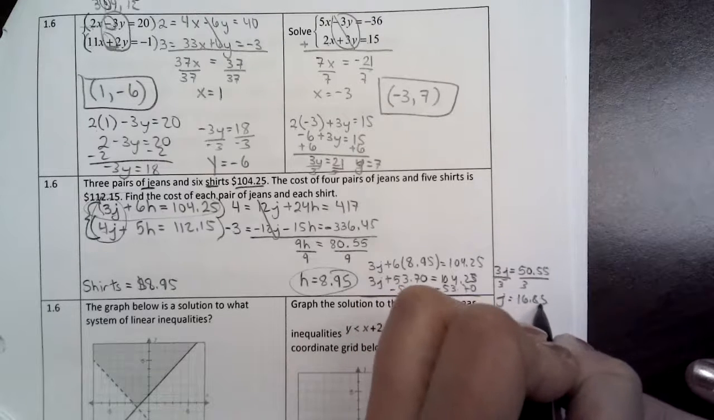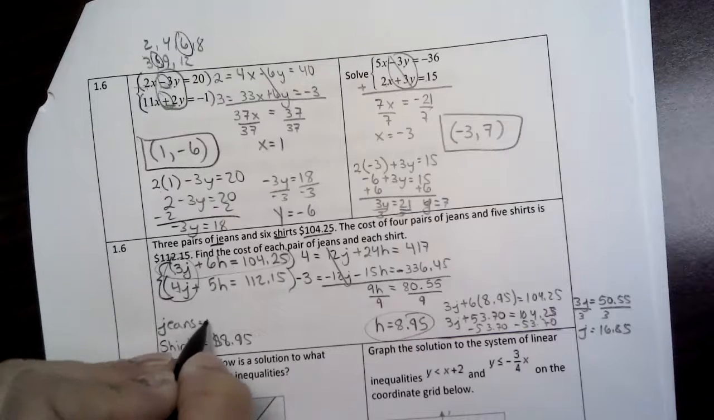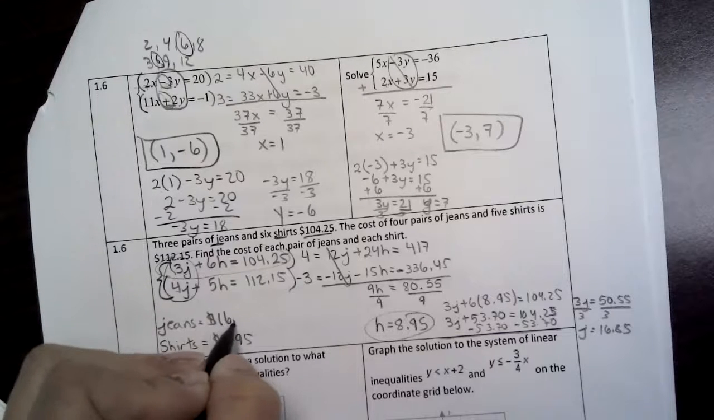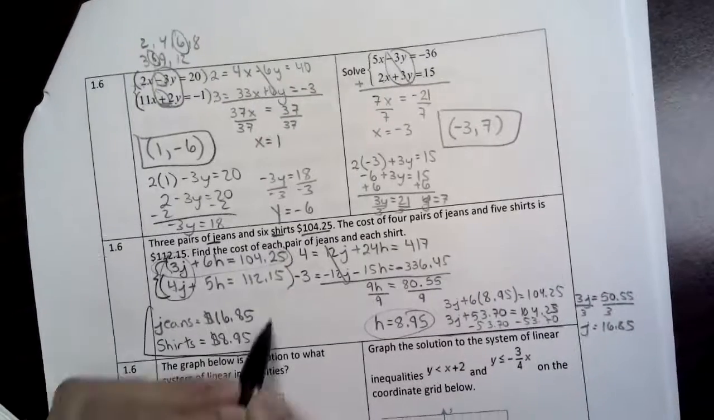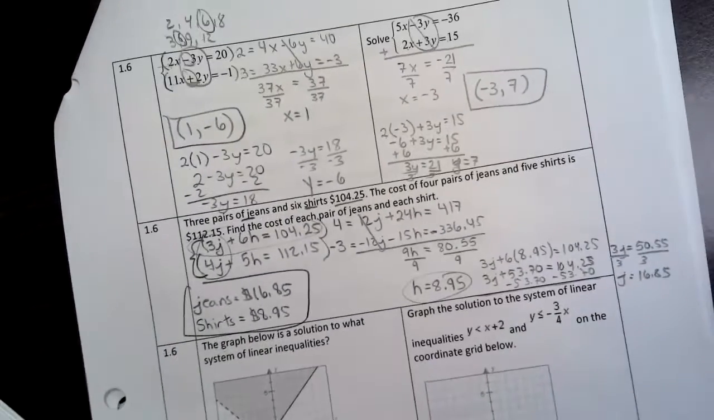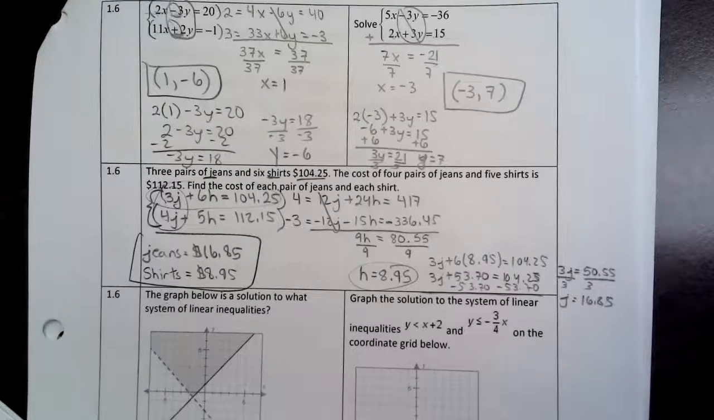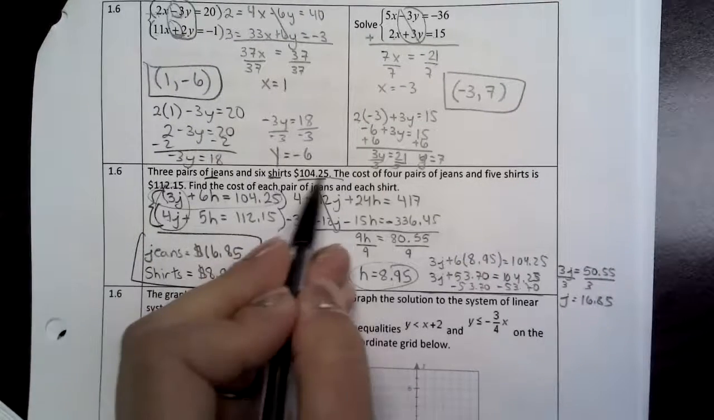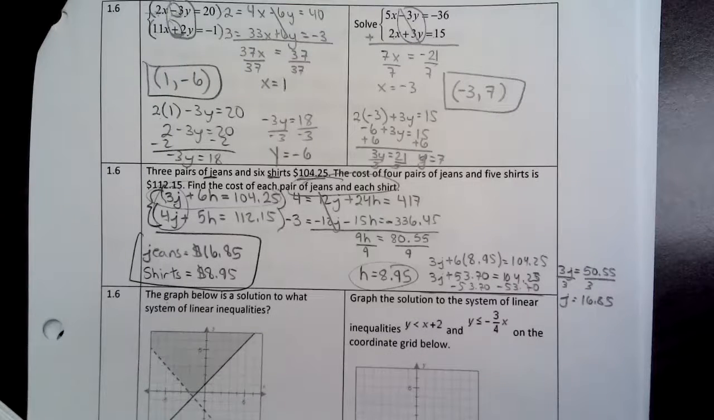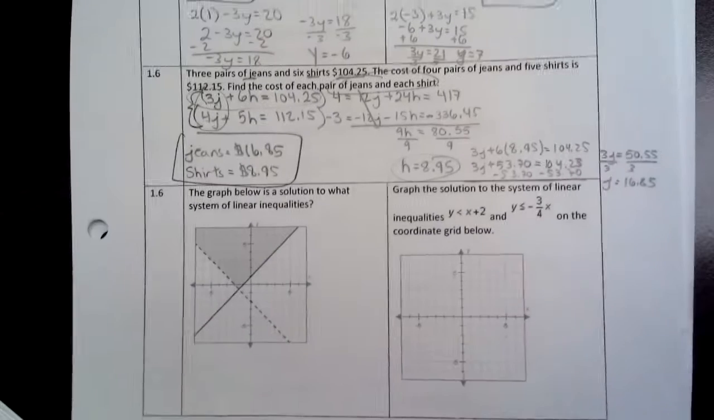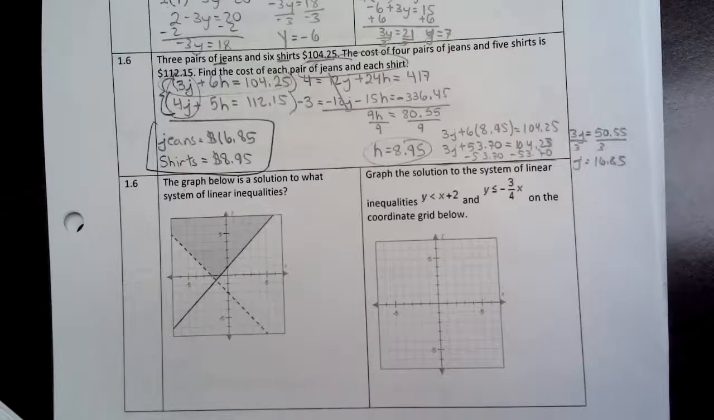So I know now that jeans equal $16.85 a piece. Okay. So in this case, I don't have to put it in as a coordinate because even though it is a coordinate, I just wanted to know the cost of a pair of jeans and the cost of each shirt. And so our last part here is going to be the solution to a system of linear inequalities.